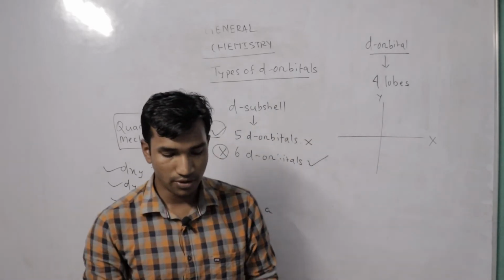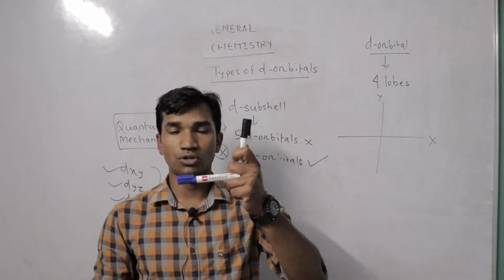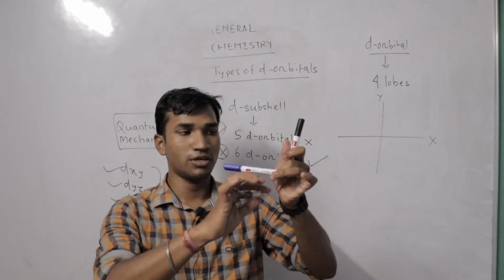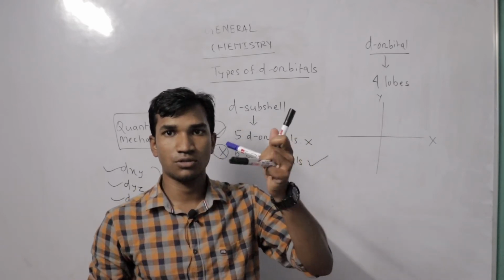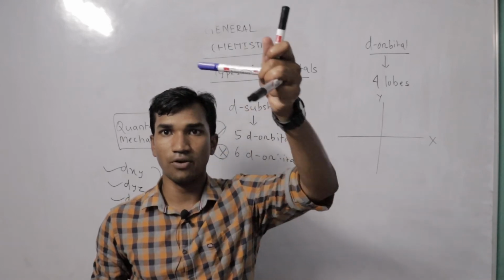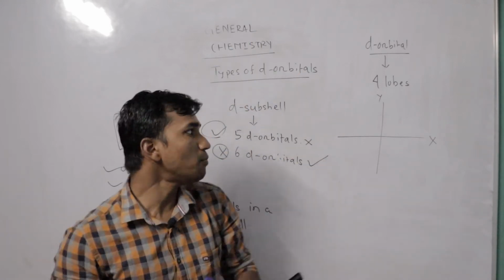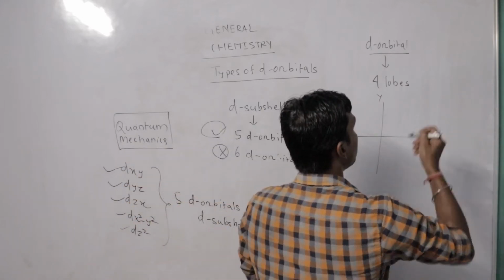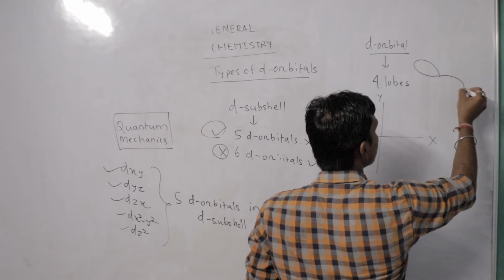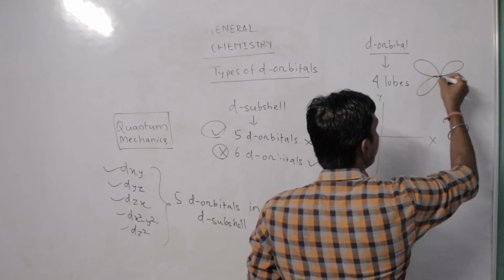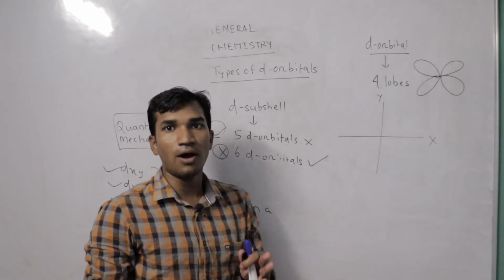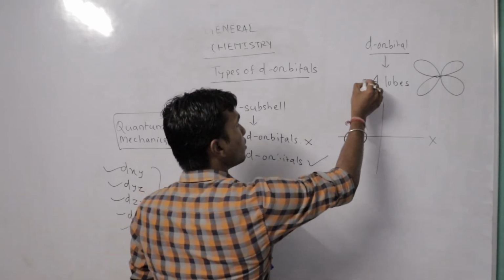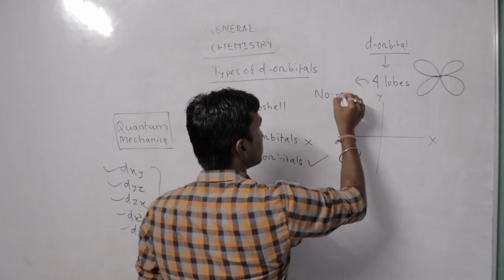Sorry for that interruption. So suppose this is the x axis, this is the y axis, and the perpendicular is the z axis. These are 3 axes perpendicular to each other. You have to place these 4 lobes in the 3 axes such that you find the number of possible orientations.